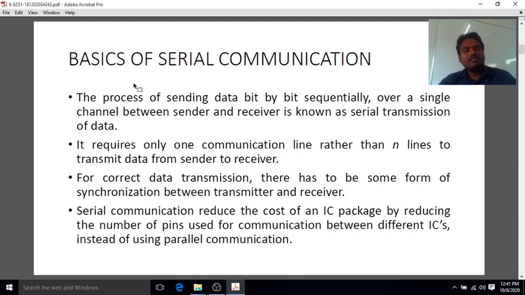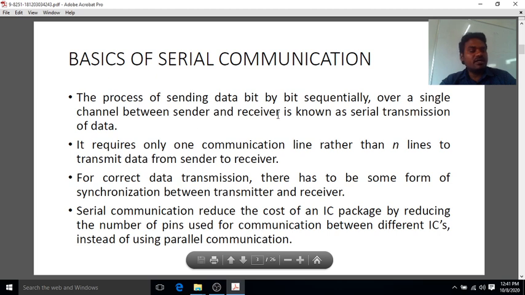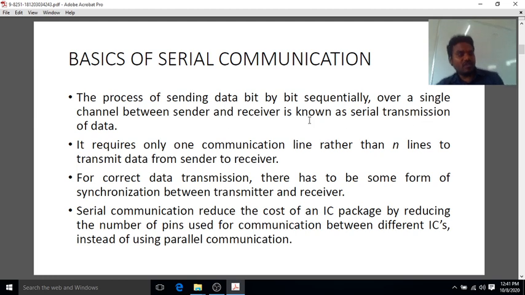Then what are the basics of serial communication? We know that serial communication is bit by bit communication, one after another. If you transmit everything together at once, that is called parallel communication. It is the process of sending the data bit by bit sequentially over a single transmission line between the sender and receiver. The sender is the transmitter, and the receiver is the destination. This is known as the serial transmission of data.